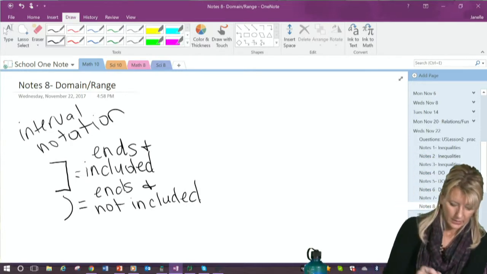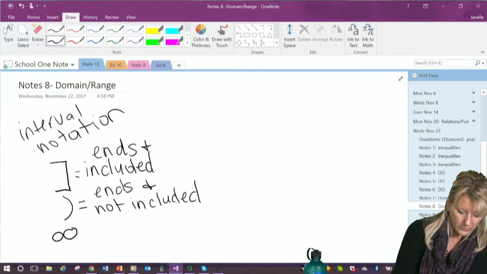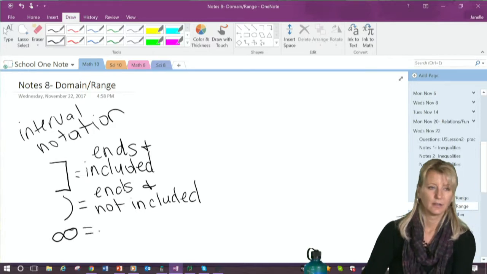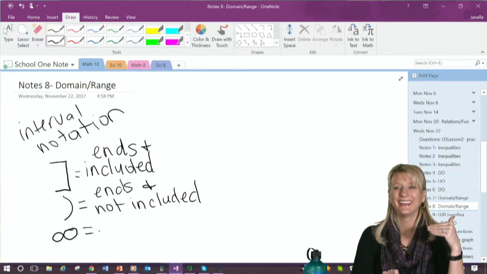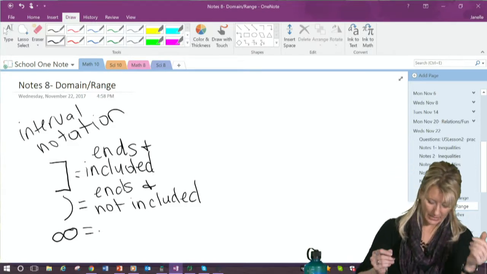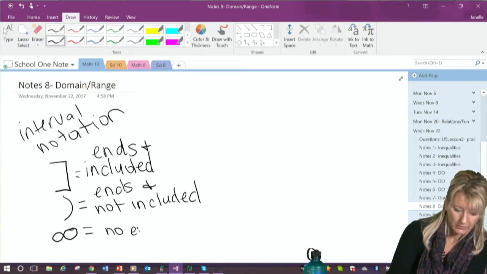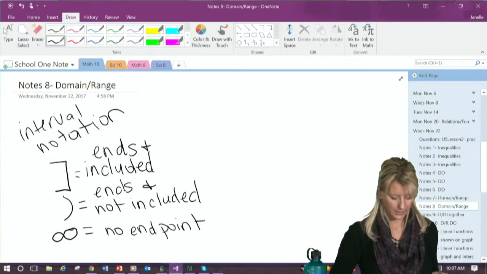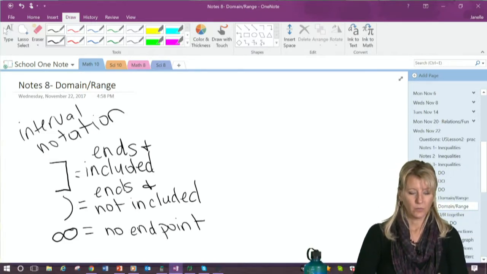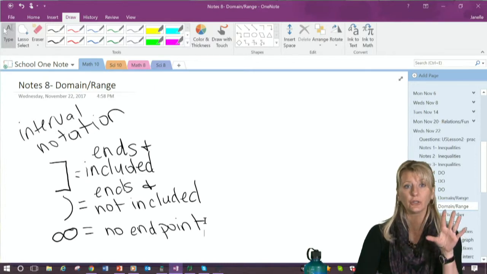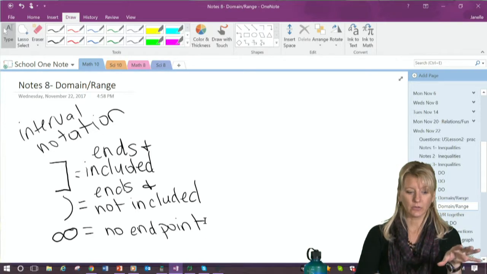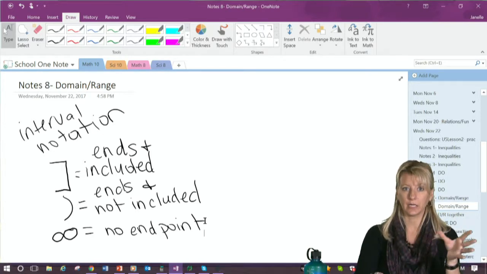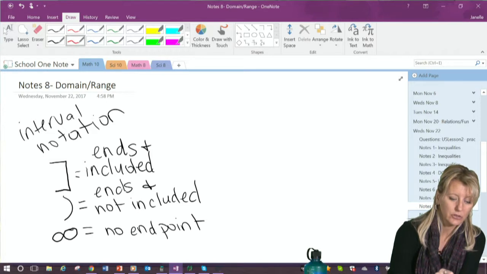Okay. And then you get this symbol. Does anyone know what that symbol means? It's a figure 8, but it's on its side. Yeah, infinity. Perfect. So that means no endpoint. Infinity. So you need to know those because when you do interval notation, so you do inequality, there's also interval notation, which is another way of showing domain and range. And I'm going to give you some examples to show you what I mean.